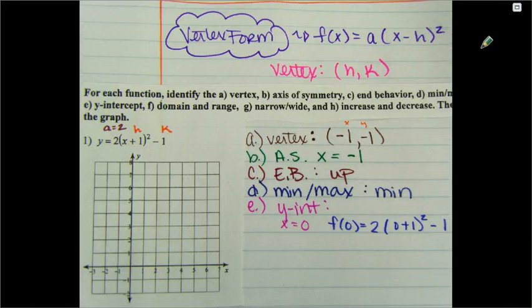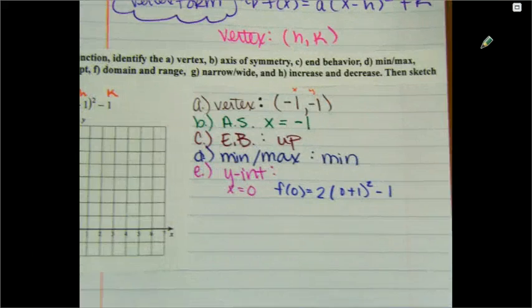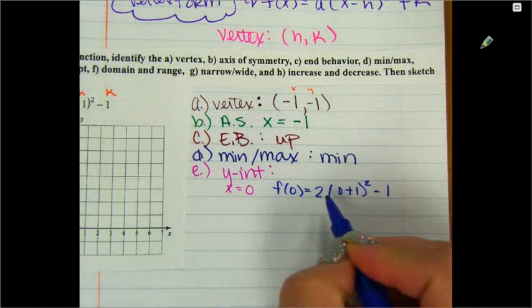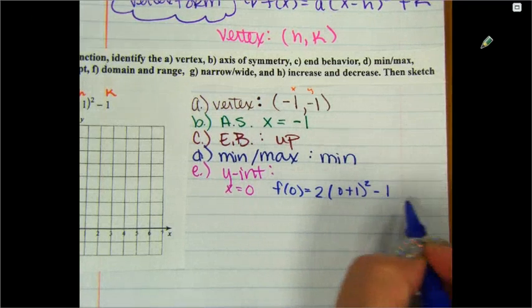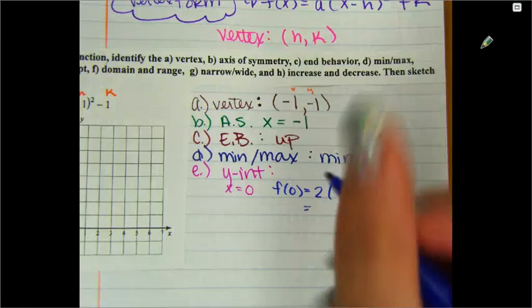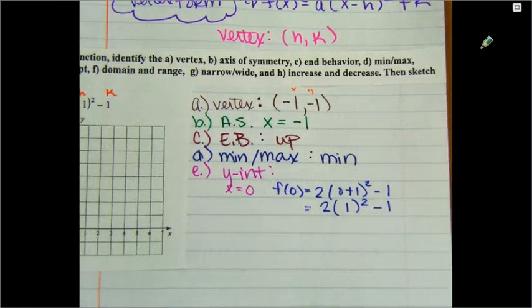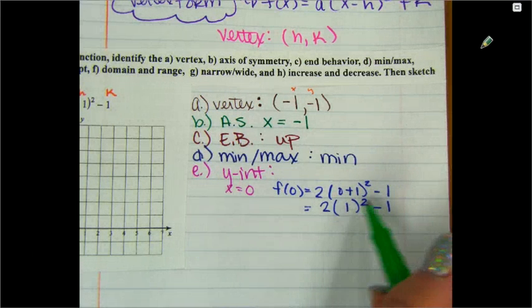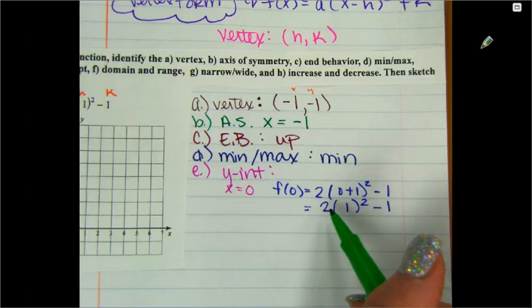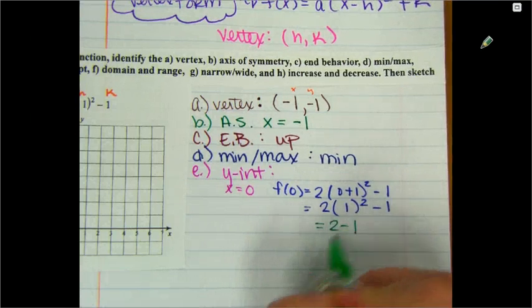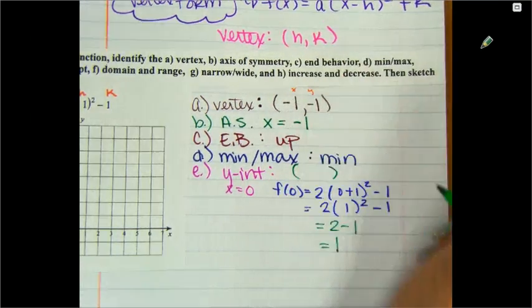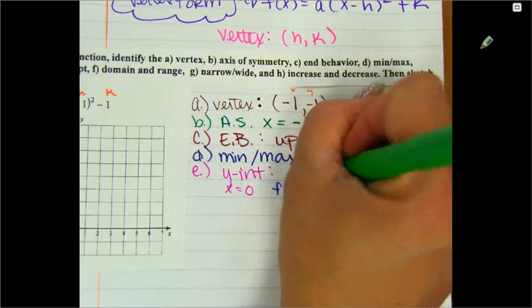Ready? I think most of you have it now, but let's make sure. You plugged in 0, so you get f of 0 equals 2 times (0 plus 1) quantity squared minus 1. We do parentheses first, so we say 2 times 1 squared minus 1. Then do you do exponent first, or do you multiply? You do your exponent. So 1 squared is 1, times 2 is 2, minus 1 is 1. Vertex is what? (0, 1). Good.